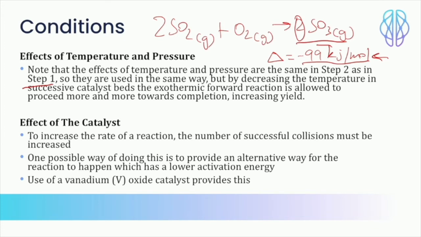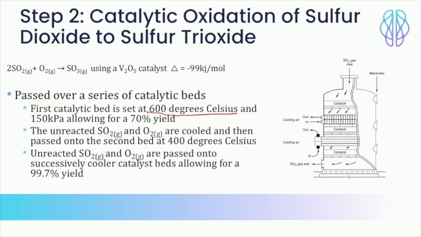However, why did we progressively cool the catalytic beds? If you go back to the slide here, our first catalytic bed was set at 600 degrees Celsius, right? We did this in order for the catalyst to work best, and it works best at 600 degrees Celsius. However, we progressively cooled the catalyst, so we went to 400 degrees Celsius and so on and so forth by introducing cool air. This does a couple of things.